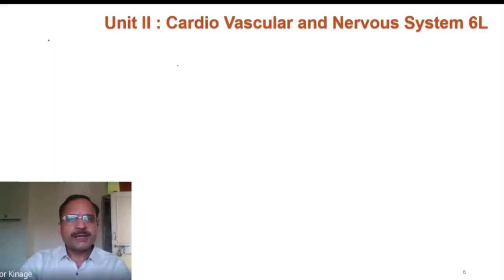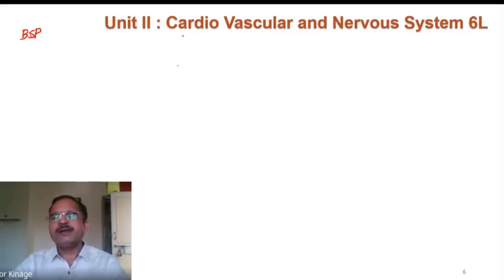So actually our subject is biomedical signal processing, that means how to process biomedical signals. But before processing the biomedical signals, you should know what the origin of these signals is and how these signals are produced, right? So that's why it is necessary to know the basic working of the cardiovascular system and nervous system. So unit number 2, it is about this.